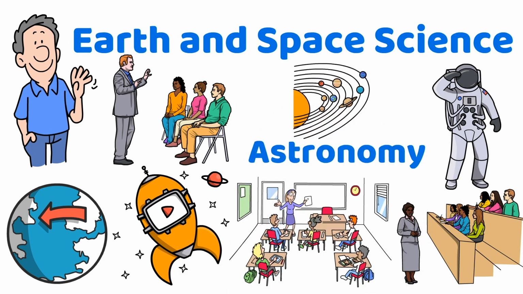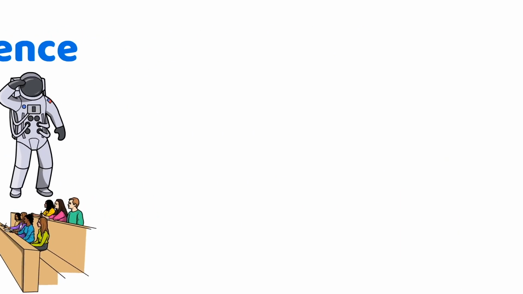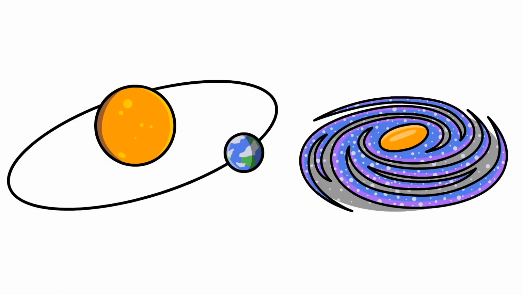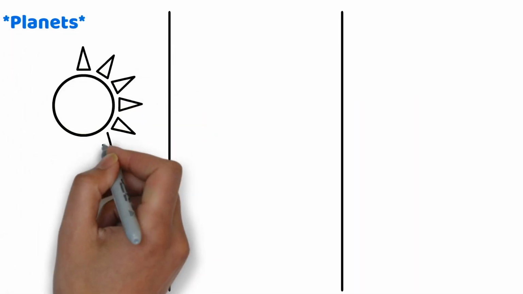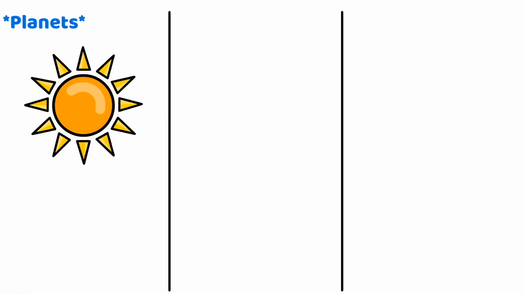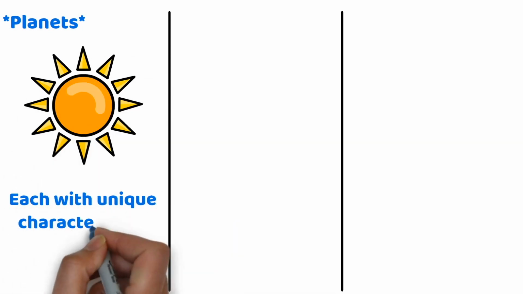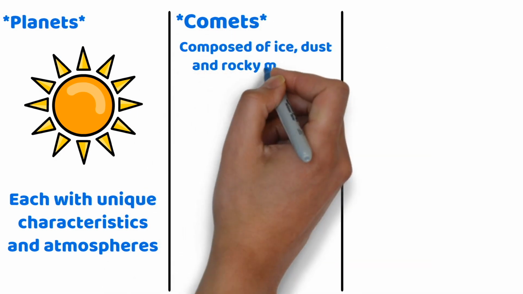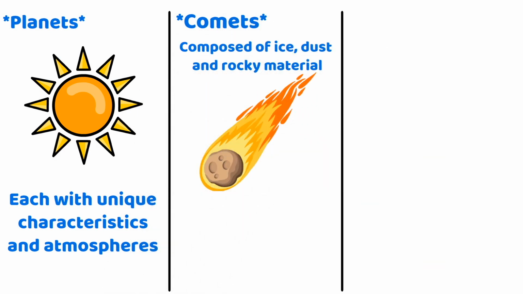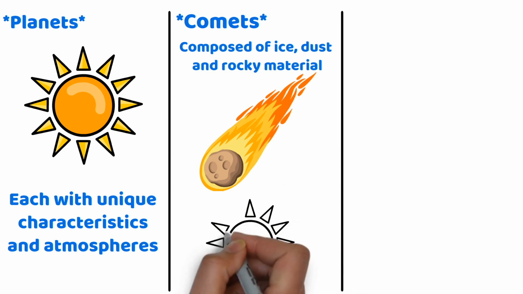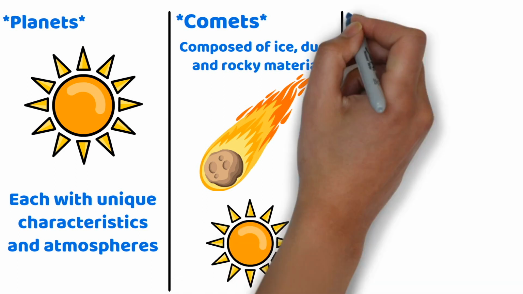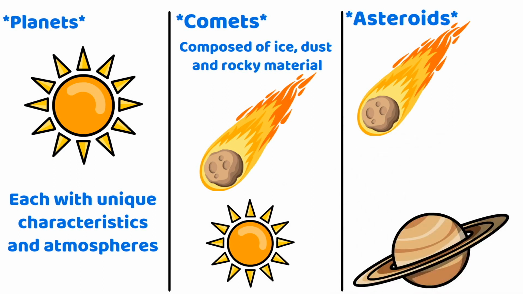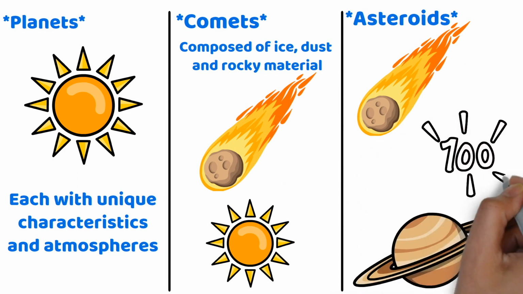Our solar system is a dynamic collection of celestial bodies, each playing a unique role in the cosmic ballet around the sun. Planets. These are major celestial bodies orbiting the sun, each with unique characteristics and atmospheres. Comets. Composed of ice, dust, and rocky material, comets are famous for their spectacular glowing comas and tails that develop when near the sun. Asteroids. These are smaller rocky bodies primarily found in the asteroid belt between Mars and Jupiter, varying greatly in size.